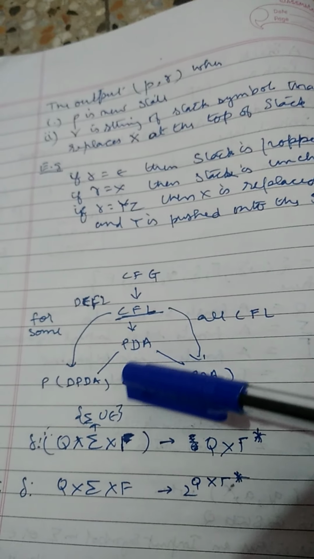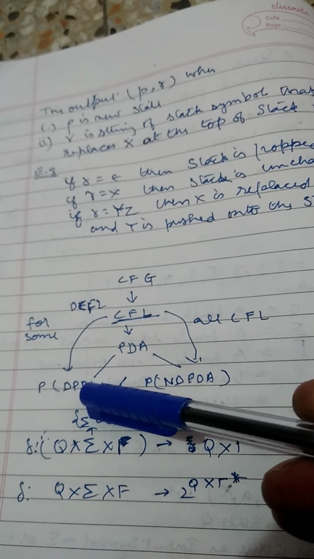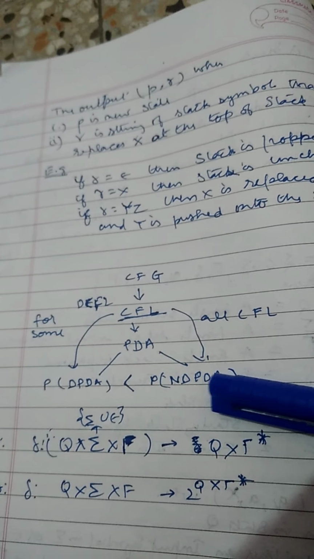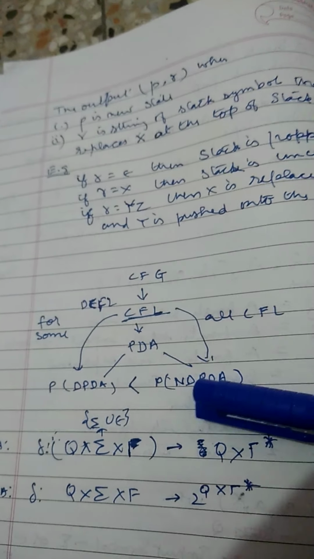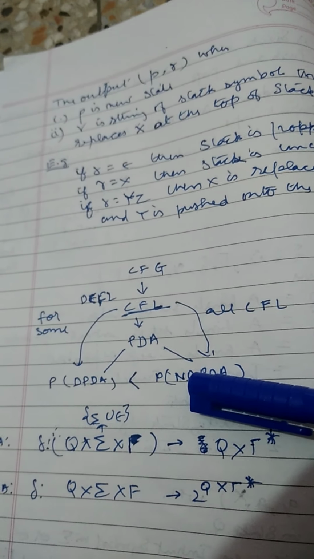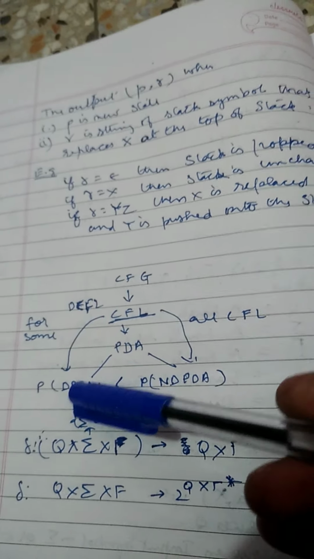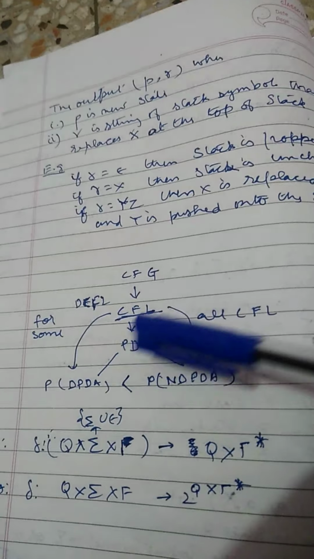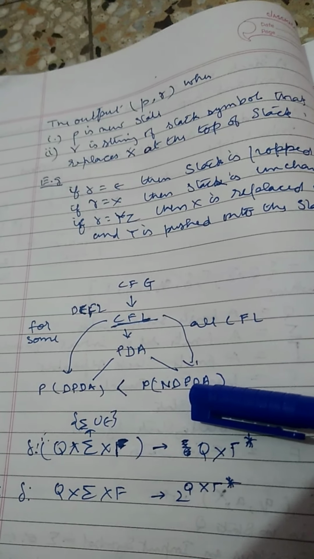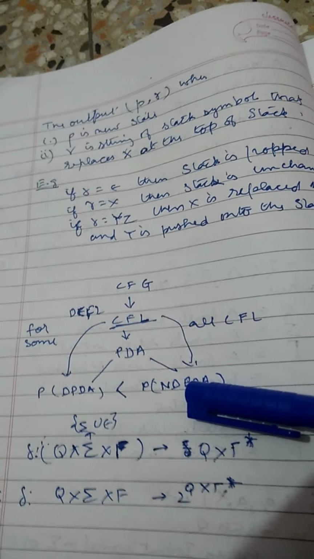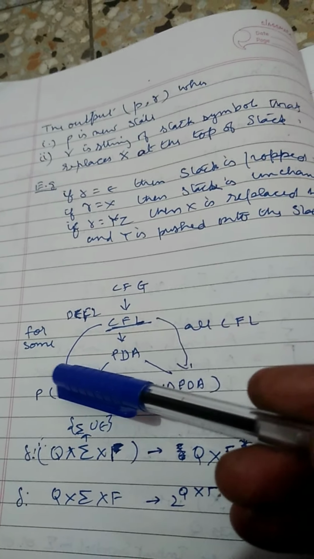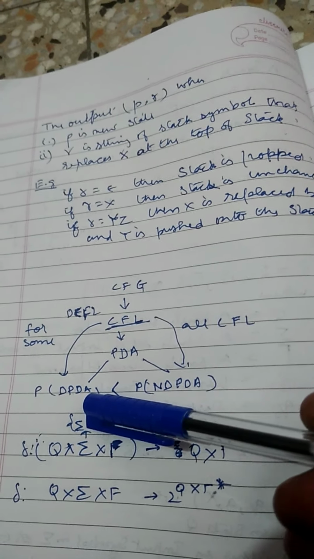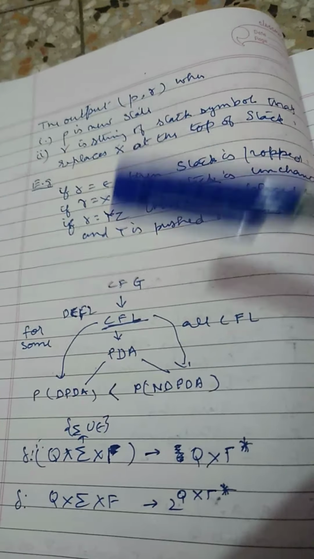The power of deterministic push-down automata is less than non-deterministic push-down automata. That is, not all non-deterministic push-down automata can be represented by deterministic push-down automata. So all context-free grammars are represented by non-deterministic push-down automata, but only some context-free grammars are represented by deterministic push-down automata. That is the thing.